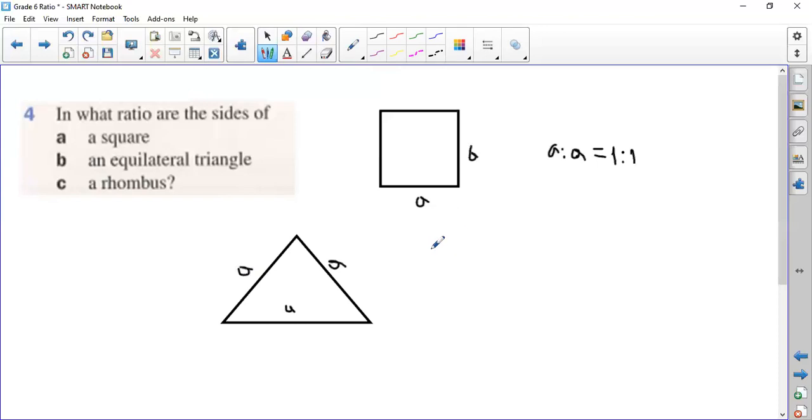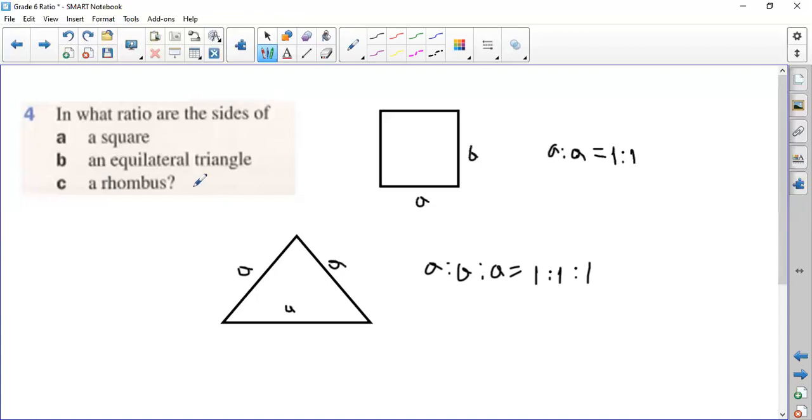Okay, so the ratio of the sides will be A to A to A, which in the simplest form is 1 to 1 to 1. Okay, a rhombus, it is the same thing. Even the sides of the rhombus are equal, so the ratio will be 1 to 1 to 1 to 1.